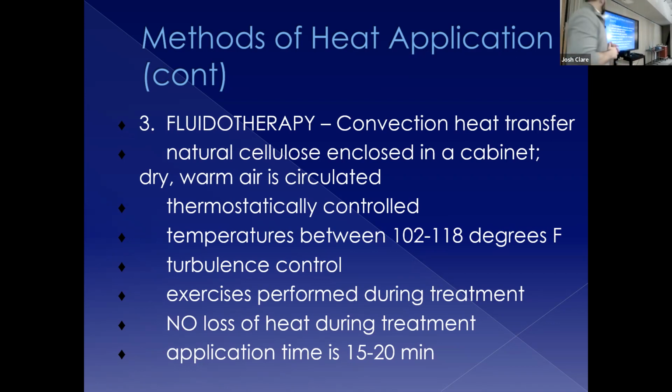So what we're going to use is a natural cellulose enclosed in a cabinet. We have corn husks. Dry, warm air is circulated. It's controlled with a thermostat, temperature between 102 and 118. We can also control how much turbulence is in there, so we can have either a mild air exchange or increase the air speed and have more. That's pretty fun. And what does the corn husk do? It's what's going to help transfer the heat.